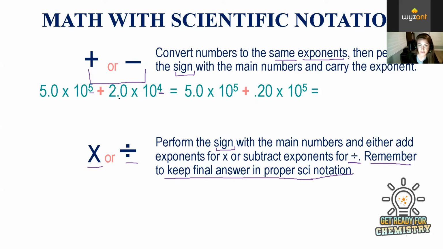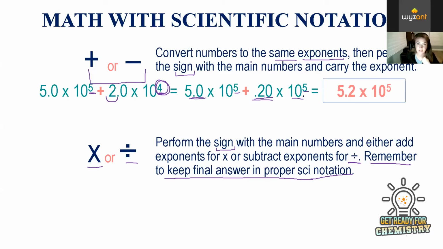So I'm going to change 2 times 10 to the 4th, and I'm going to try to make this 5 so that it's the same exponent as this one over here. So if I want to raise this number, that means I have to decrease this number. So I'm going to change this to 0.2 to get this to 5. So I've got 0.2 times 10 to the 5th plus 5 times 10 to the 5th, and then I can just add these numbers and carry the exponent. So it turns into 5.2 times 10 to the 5th, and that's my answer.